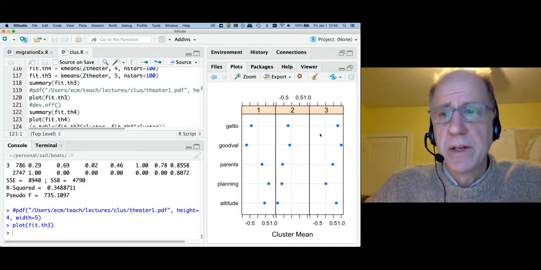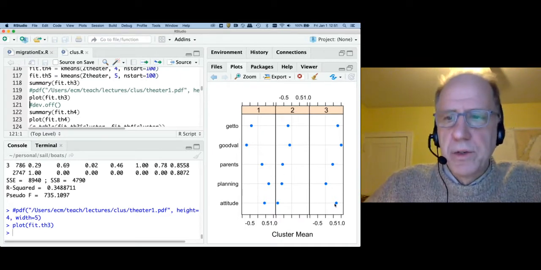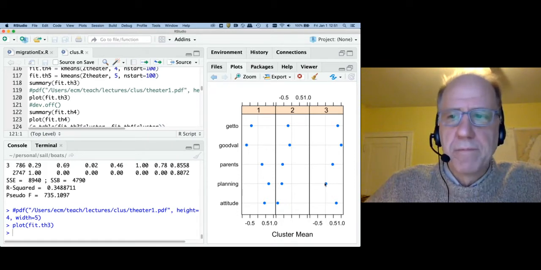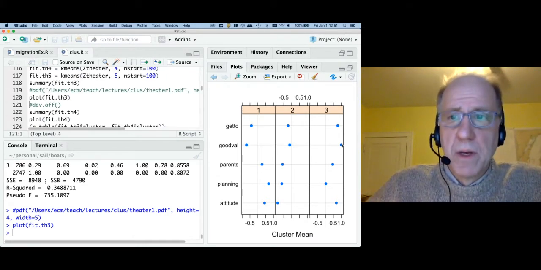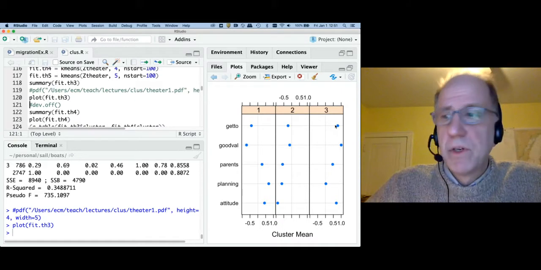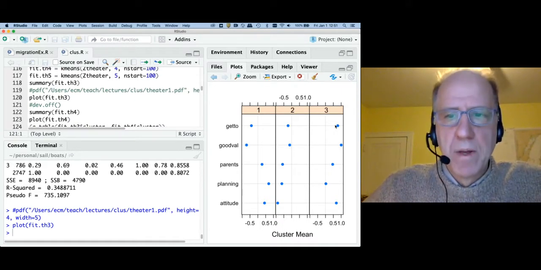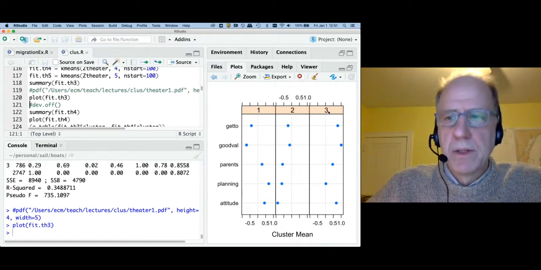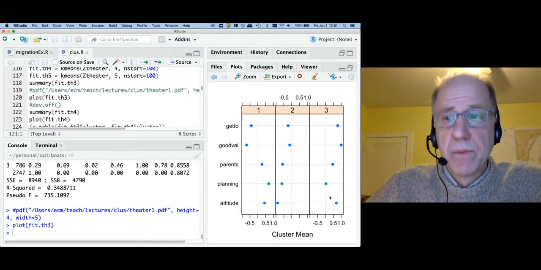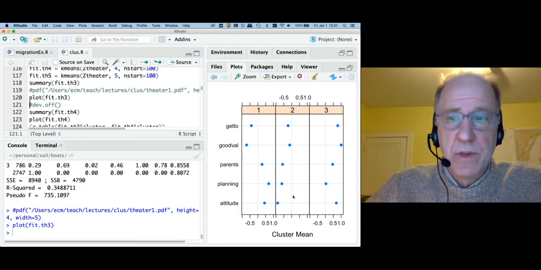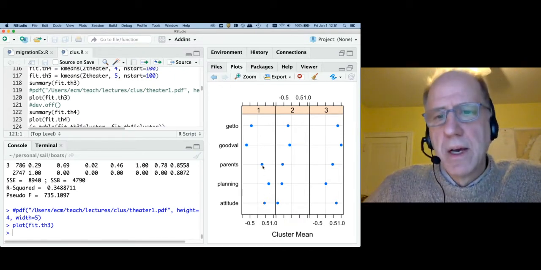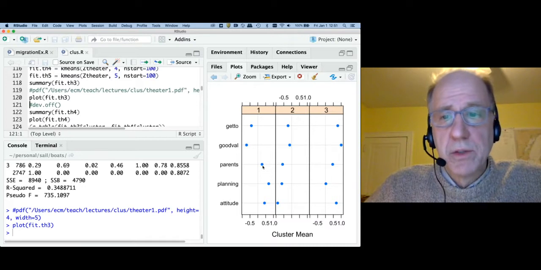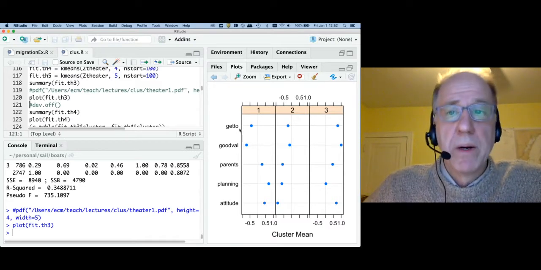Cluster 3, on the other hand, is way above average on attitude, dead average on planning, positive on early socialization. They are far above average on perceived value and quite a bit above average on ease of getting there. So broadly speaking, we have a group that's overall positive towards theater, a group that's overall negative towards theater, and group one, which has a positive attitude and had early socialization towards theater, but has some barriers.